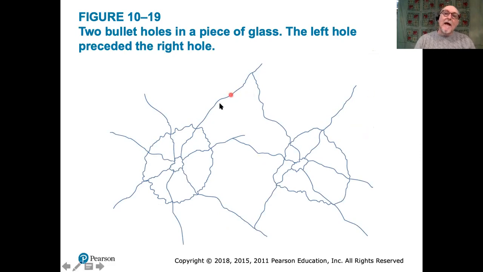Well, have a look at this crack here and this crack here. These radial cracks, that one there, and this one terminates there. That's the end there, right? So this had to be there first. For this to run in this direction and end there, this one had to be there first. This bullet hole was made first. This was made second.